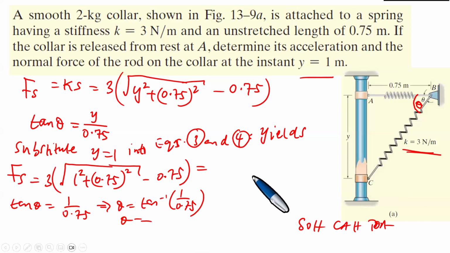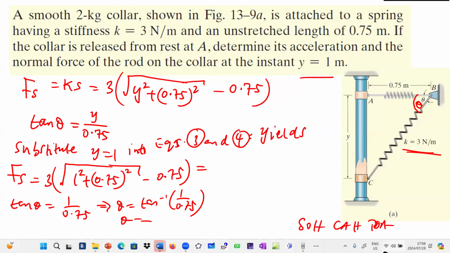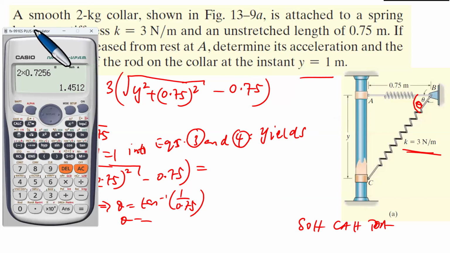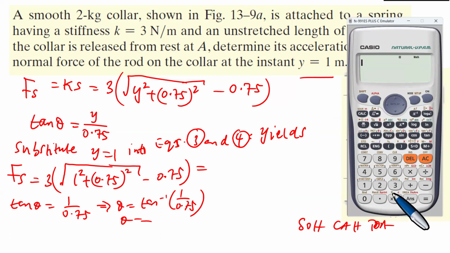Right, so now you have 3 times the square root of 1 plus 0.75 squared, minus 0.75. Okay, which is like 1.5, 3 over 2. Right, so I've just done the spring force. Right, I've just done the spring force.